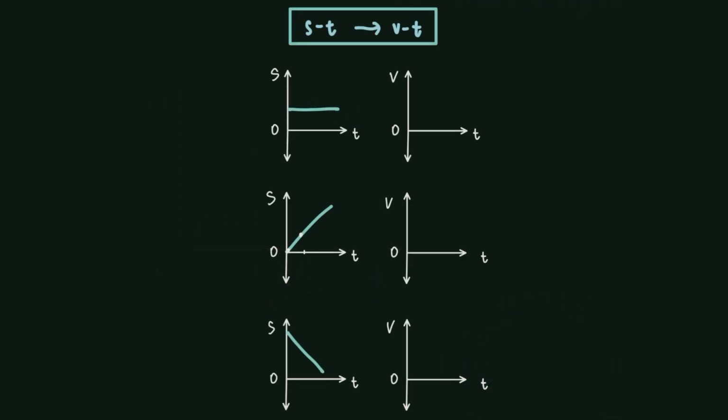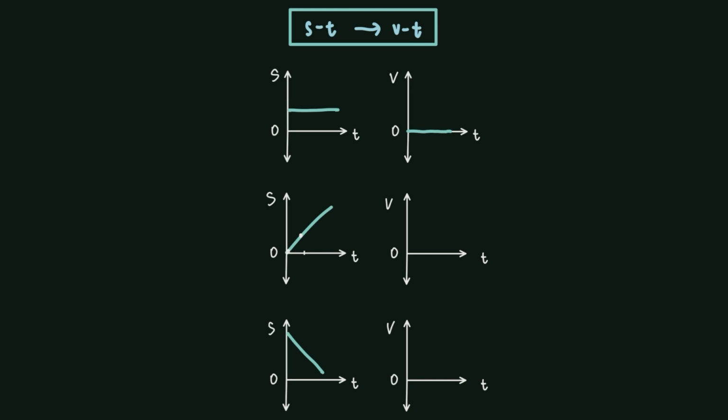Okay, so we can start off with some basic cases of turning displacement time graphs into velocity time graphs. For the first one, we have a constant displacement. So when time increases, your displacement doesn't change. This means that you're not moving, because your position or displacement stays the same. So this means that your velocity is 0. So we can just draw that.